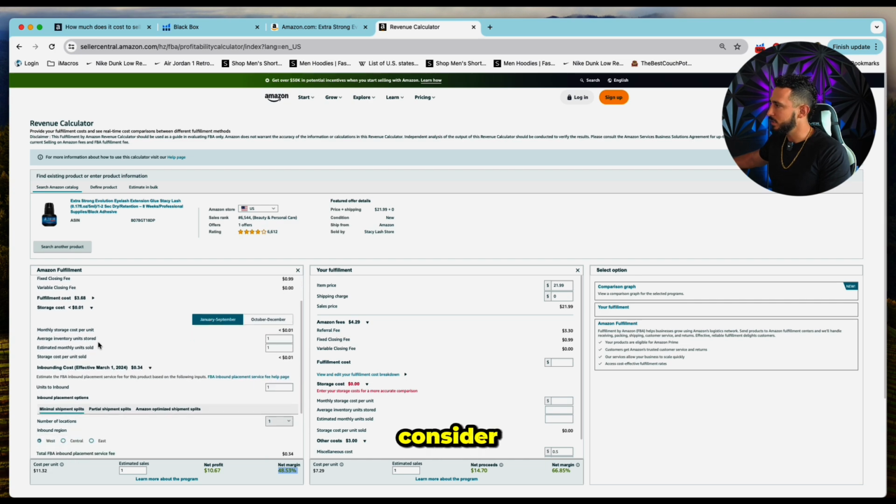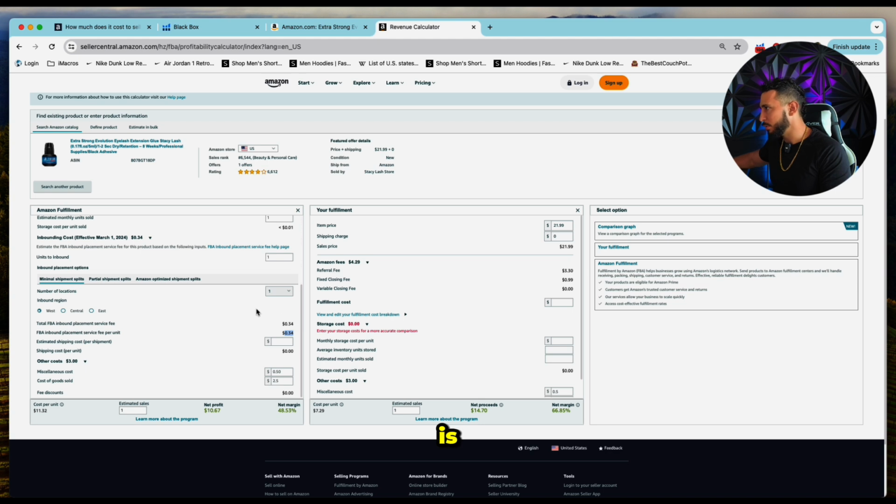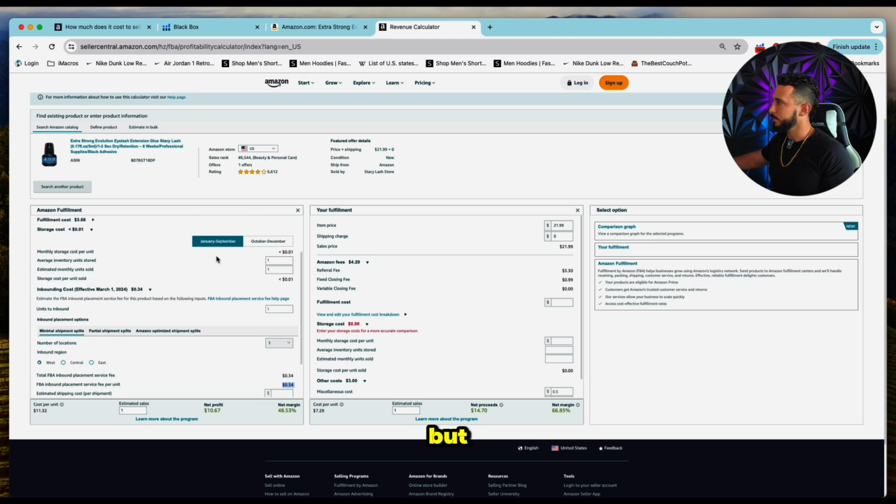You also have to consider storage fees, which are very, very cheap. And then they also have a fulfillment per unit price now that is pretty new. So you have to also consider this fee in your total costs. But the storage fees are not that expensive, especially if you're moving products.